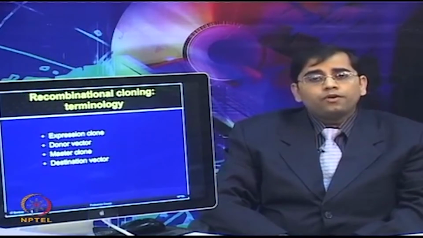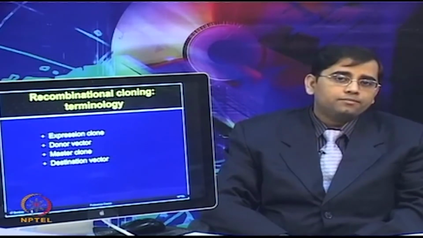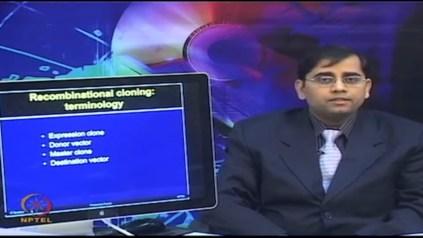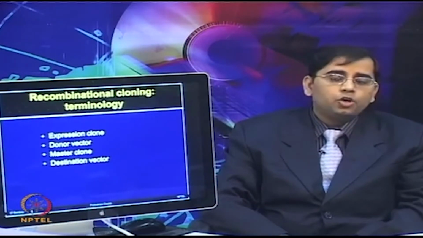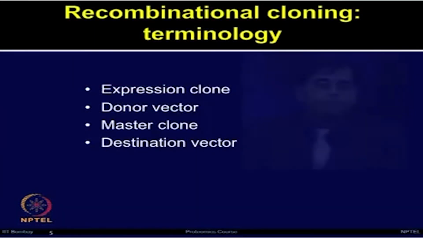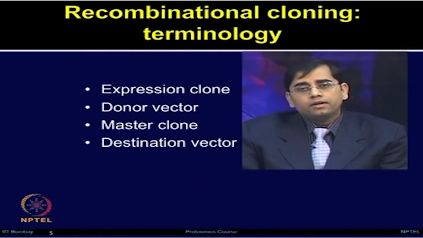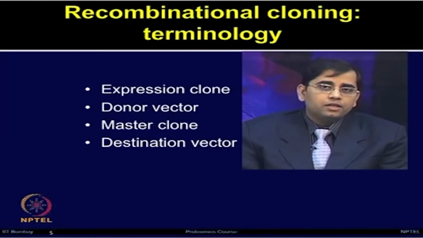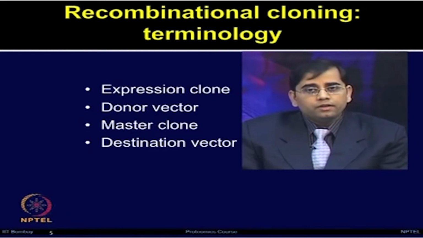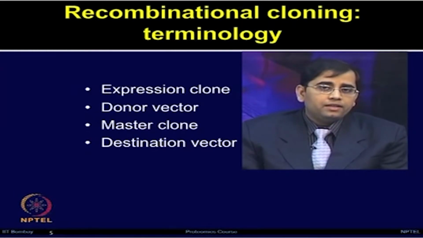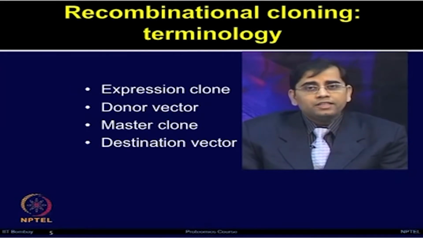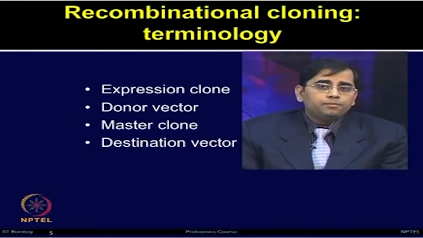Before I talk about what recombinational cloning is and how it works, let me first introduce you to the terminology used in recombinational cloning. So, what are expression clones? A clone containing the gene sequence of interest which is flanked by att B sites. The orientation of the gene is maintained throughout the cloning process because of specific interactions between the att sites. So, what are the att sites? These are DNA segments of a certain defined length.